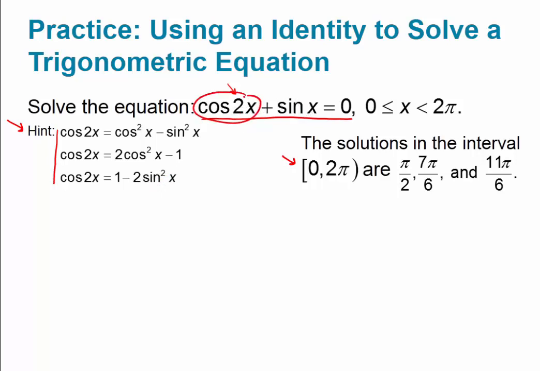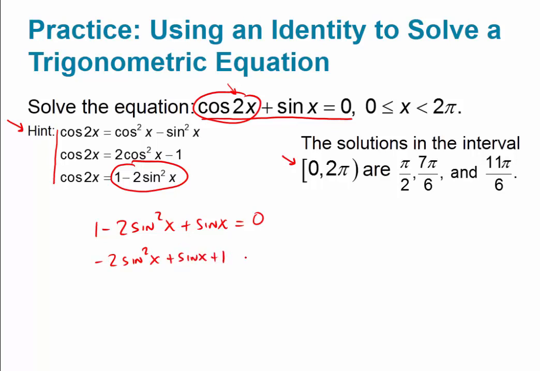So I'm replacing this cosine 2x with this right there. So I'm going to have 1 minus 2 sine squared of x plus sine of x is equal to 0. So I want to factor this. First, let's get this in nice descending order. So it would be negative 2 sine squared of x plus sine of x plus 1 is equal to 0. I'm not used to usually factoring with this negative out front. You could absolutely do it, no problem.